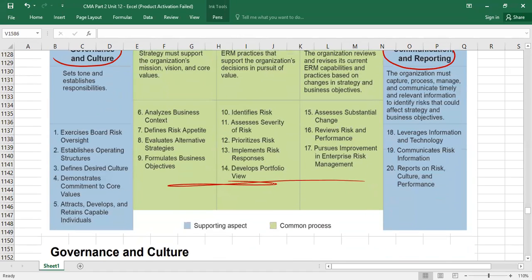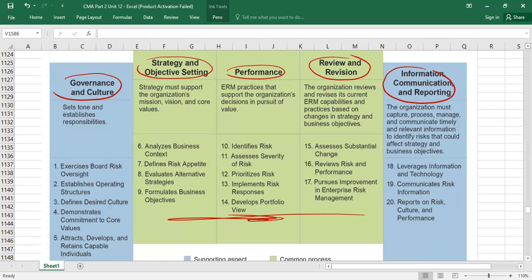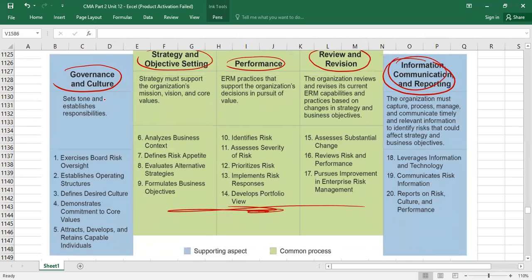These three are called common process. Okay. This is very common in all organizations. And these two, the last one and the first one, the blue color, is called what? Supporting aspect, supporting process. So here, these principles are written in shortcut.